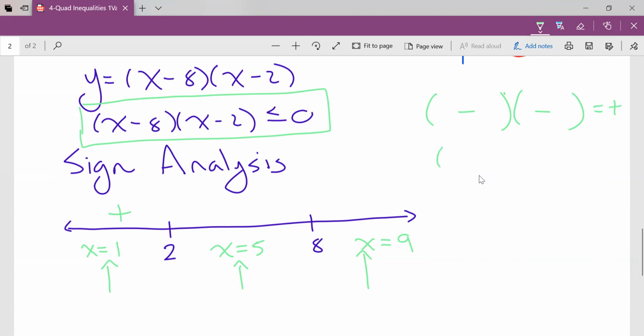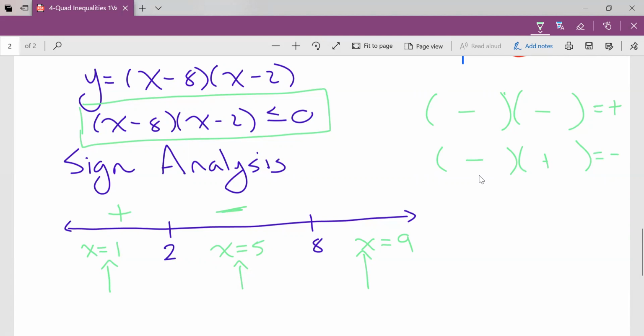Let's do it again for 5. So now I'm hoping you're catching on. I don't even care about the values. So I sub in 5. 5 minus 8 is a negative. 5 minus 2 is a positive. A positive times a negative is a negative. So I'm going to put a negative here.